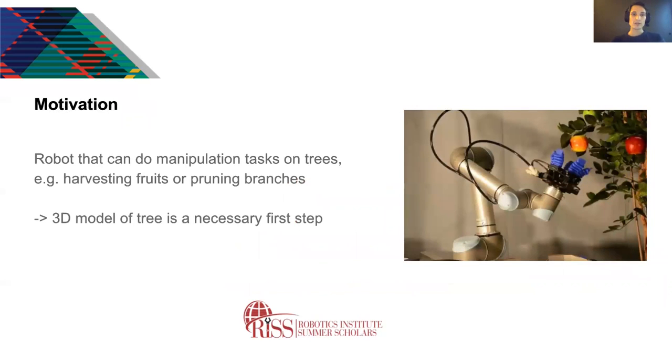Now, the motivation or the end goal of this project is to have a robot that can do manipulation tasks on trees, such as harvesting fruits or pruning branches. And this would have a bunch of useful applications in agriculture. And a necessary first step to achieve this is to have a perception component that can generate a 3D model of the tree.